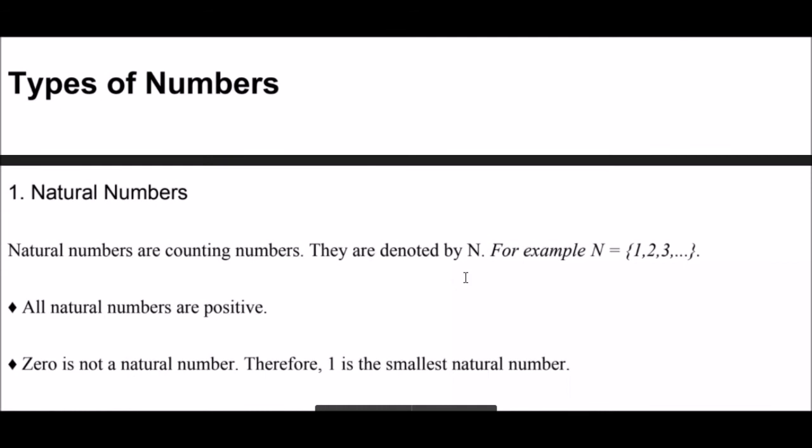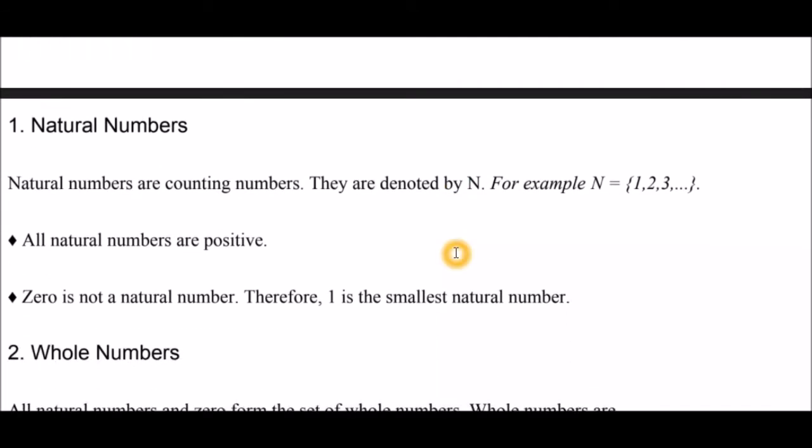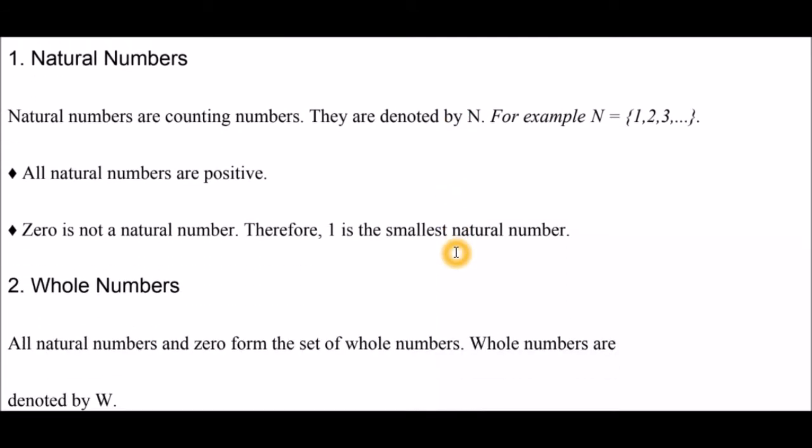Now, types of numbers. Coming to types of numbers, the first type is natural numbers. Natural numbers are counting numbers. They are denoted by the first letter N. For example, N is equal to the set of 1, 2, 3, and so on.